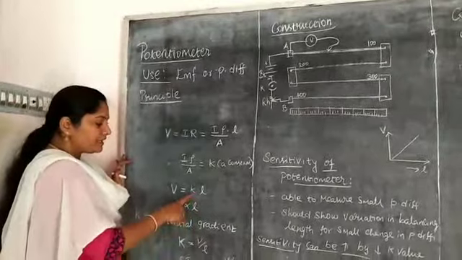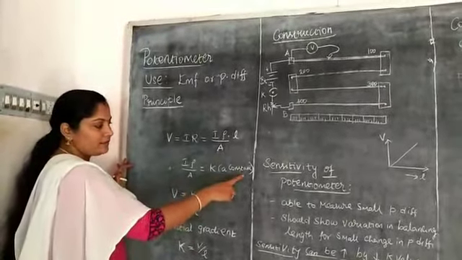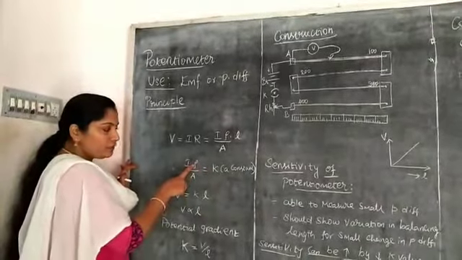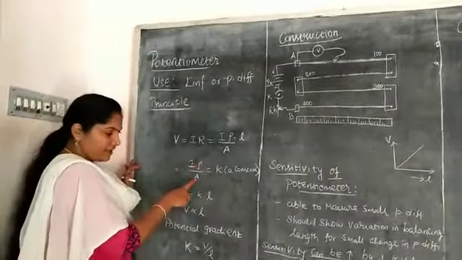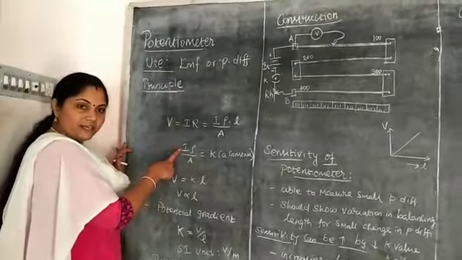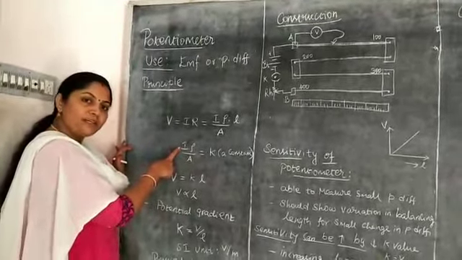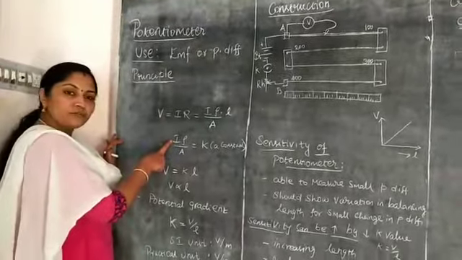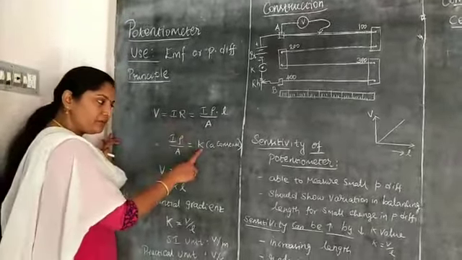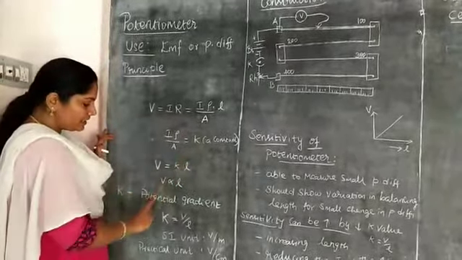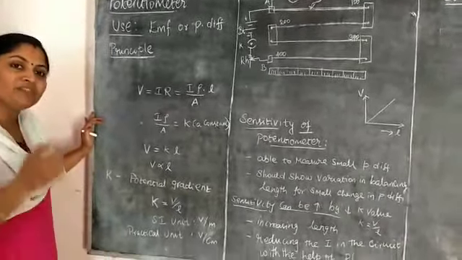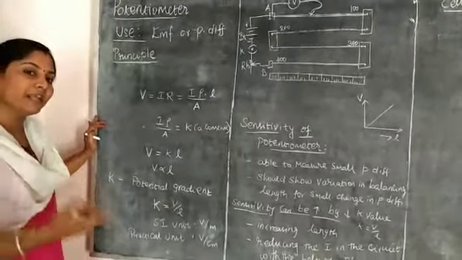Okay. Let K be a constant. What is the expression for that? I rho by A. What is rho? It is resistivity. A is the area of cross section of the wire. I is the steady current flowing through the potentiometer wire. So you should remember that part here. That value is a constant one and that is called the potential gradient.